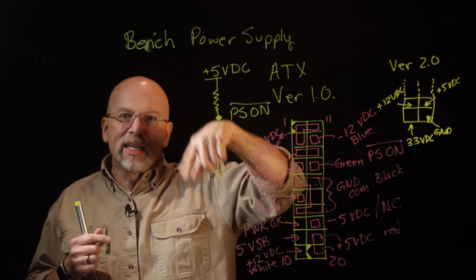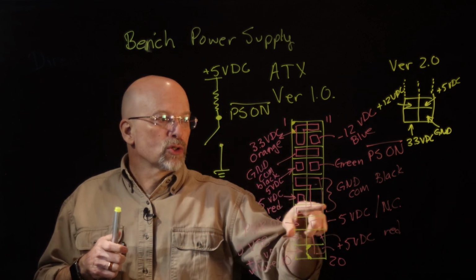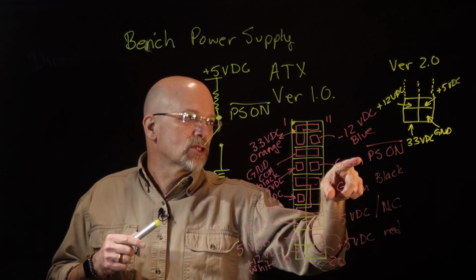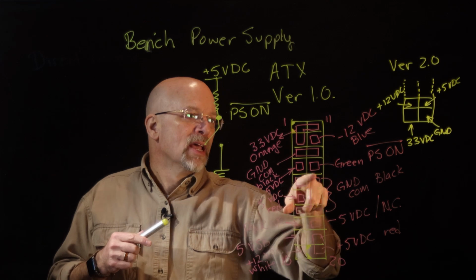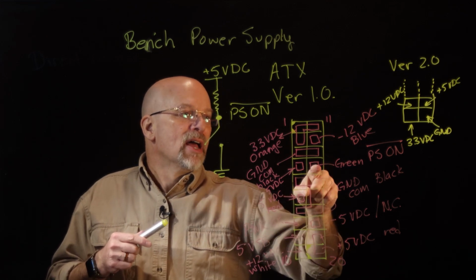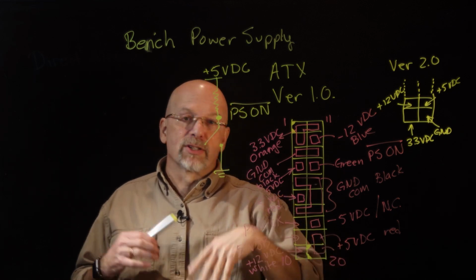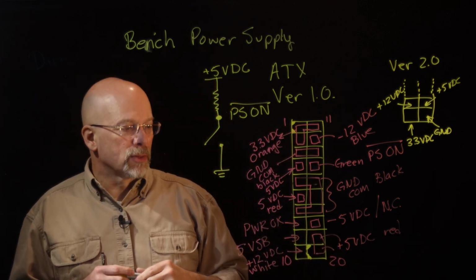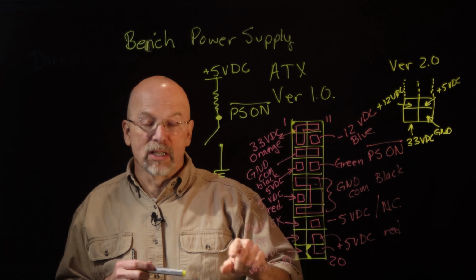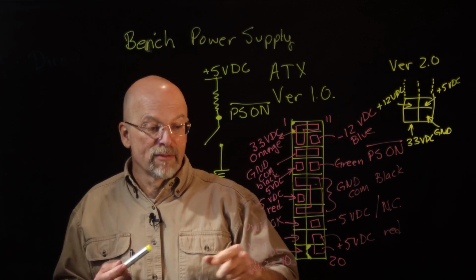And that is what's running this, so that whenever you close the switch that's connected to this PS on, which is this green wire right here, then it's going to give a low signal, a 0, to the processor inside the power supply, to turn on the power supply. Now, you actually have access to this VSB, that 5 volt VSB.